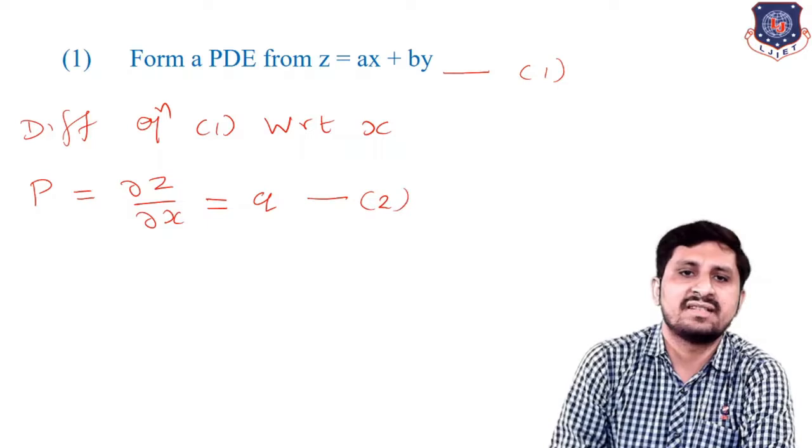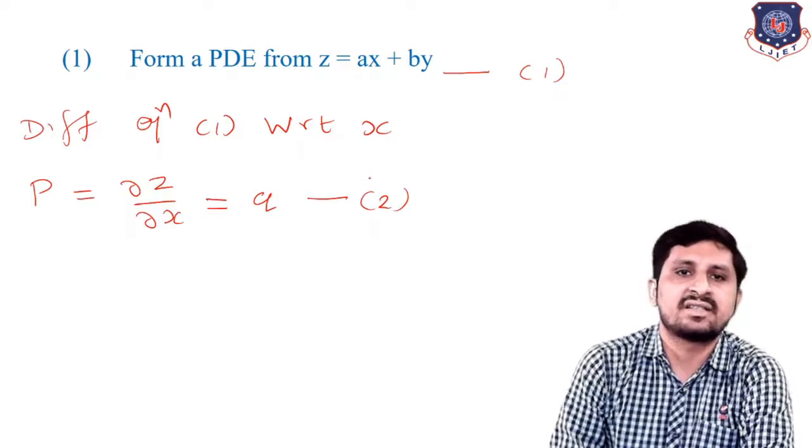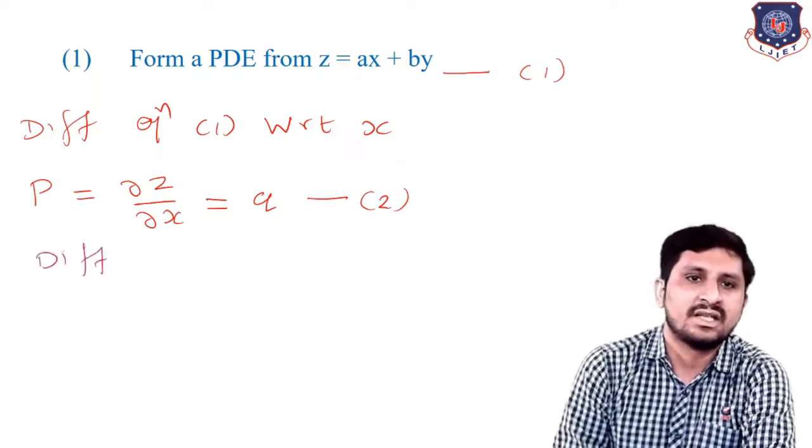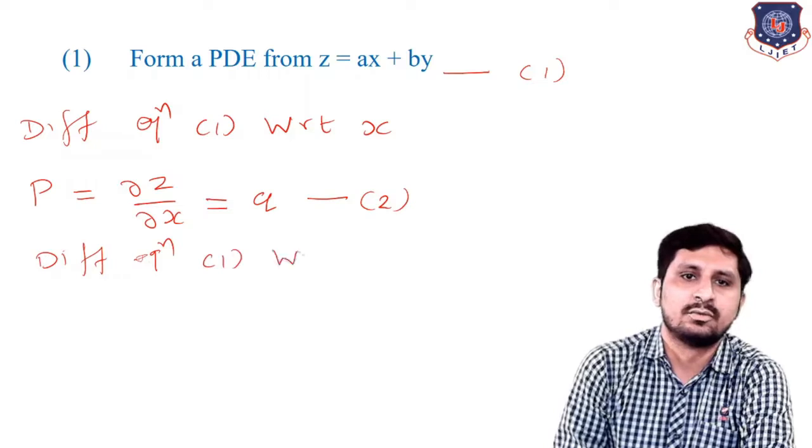We start with a very simple example. Because we are taking partial differentiation with respect to x, y is a constant, and the differentiation of y with respect to x is 0. Now differentiate equation 1 with respect to y.